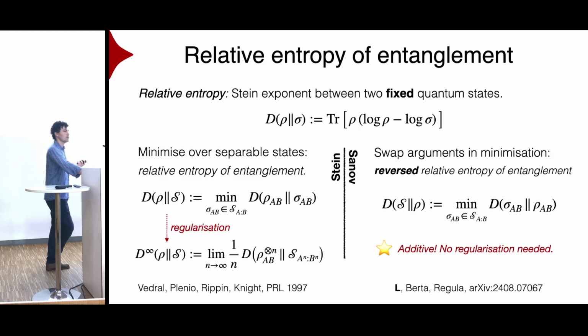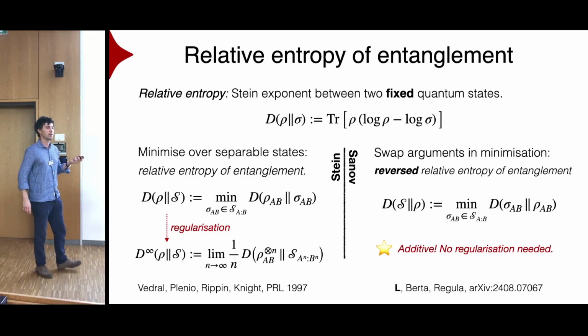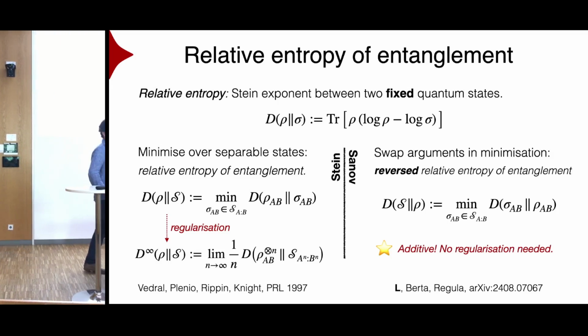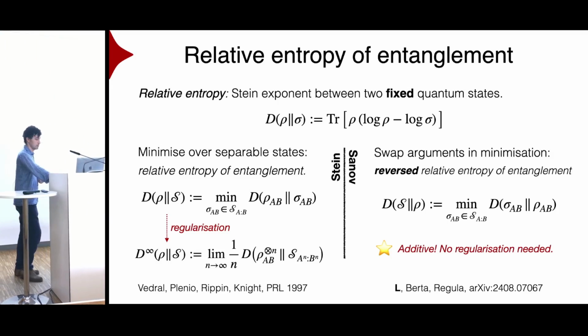It really follows just from subadditivity of entropy. Nothing difficult, but it's quite surprising that for this reverse version, you don't need any regularization. So this is given by a single letter formula. You can actually calculate this, or you have some hope of calculating it. And this additivity we show in this second paper.